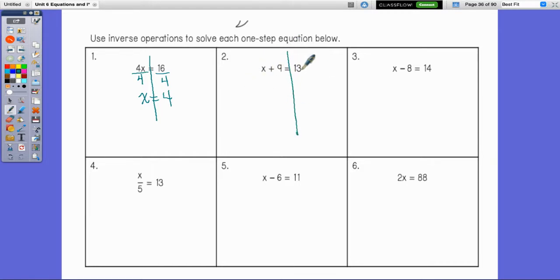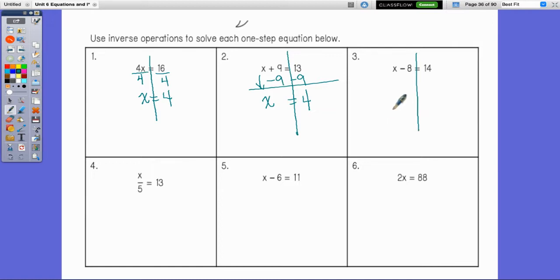Okay, this one is addition. X plus 9 equals 13. Draw your line. What is the opposite of addition? Subtraction. Bring your variable down. 9 minus 9 is 0. Perfect. 13 minus 9 is 4.